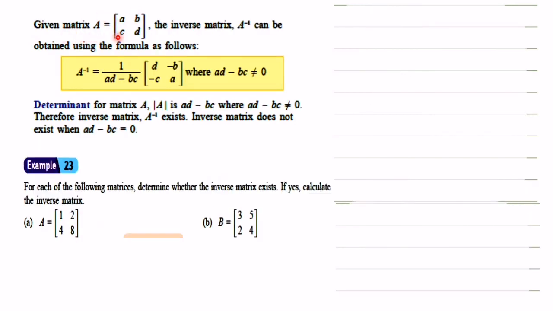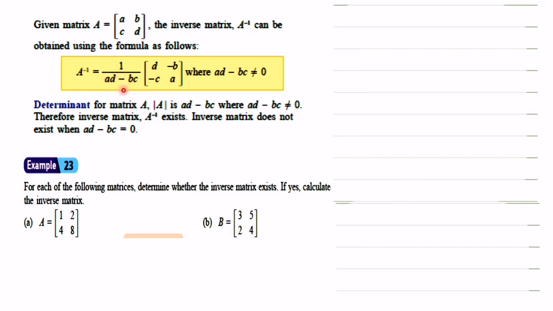Okay, now we have matrix A, B, C, D. The inverse matrix A can be obtained using the formula as follows. 1 over AD minus BC, bracket D, negative B, negative C, A, where AD minus BC not equals 0. Determinant for matrix A, AD minus BC is here. This part not equals 0.